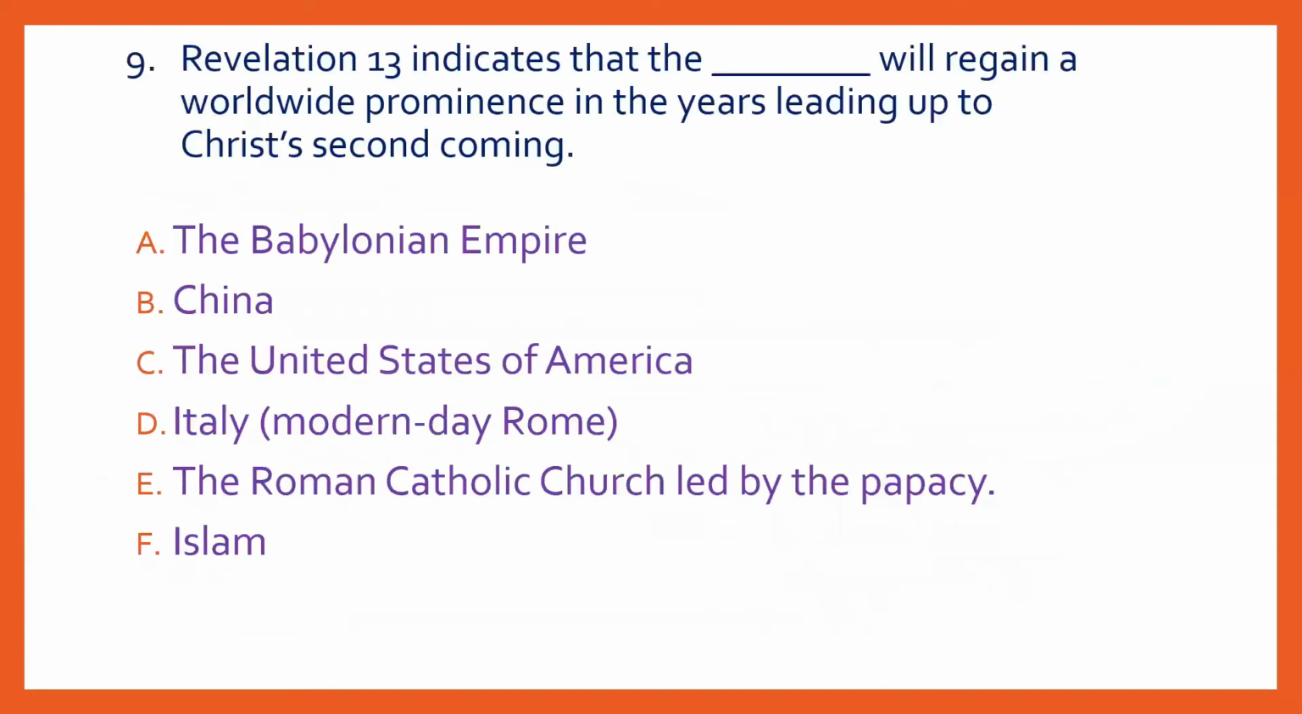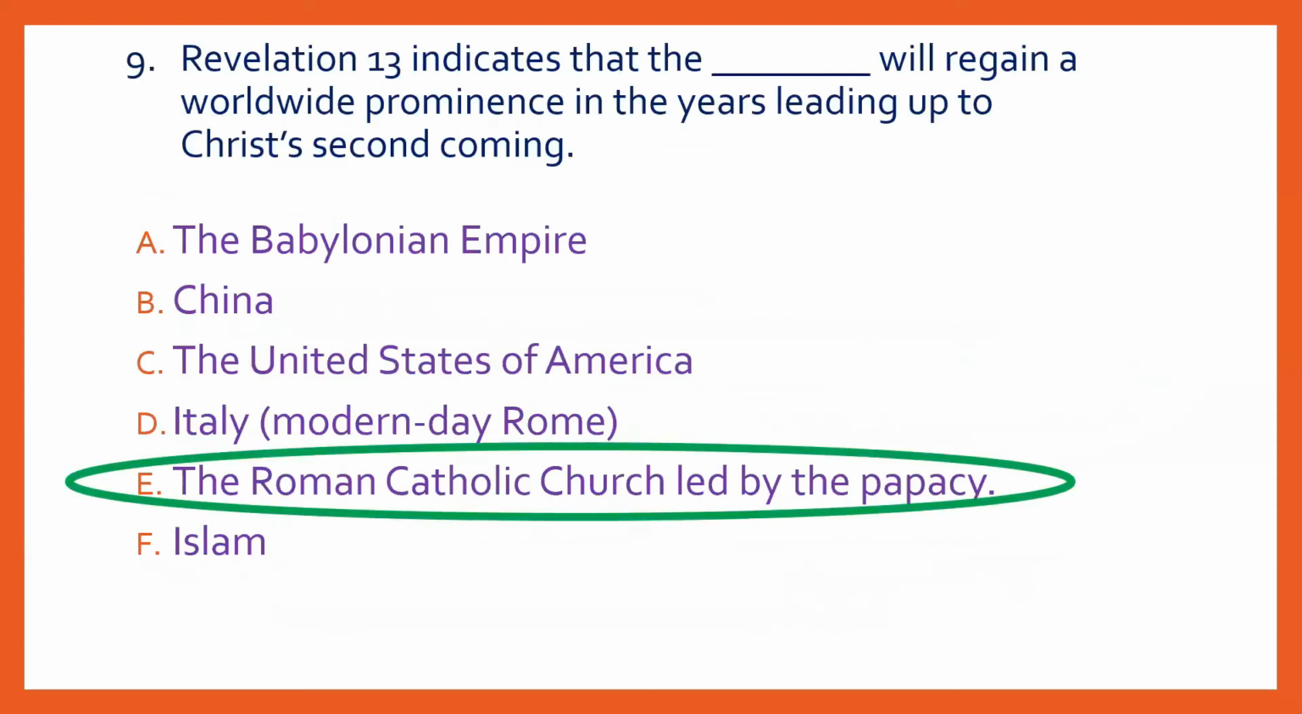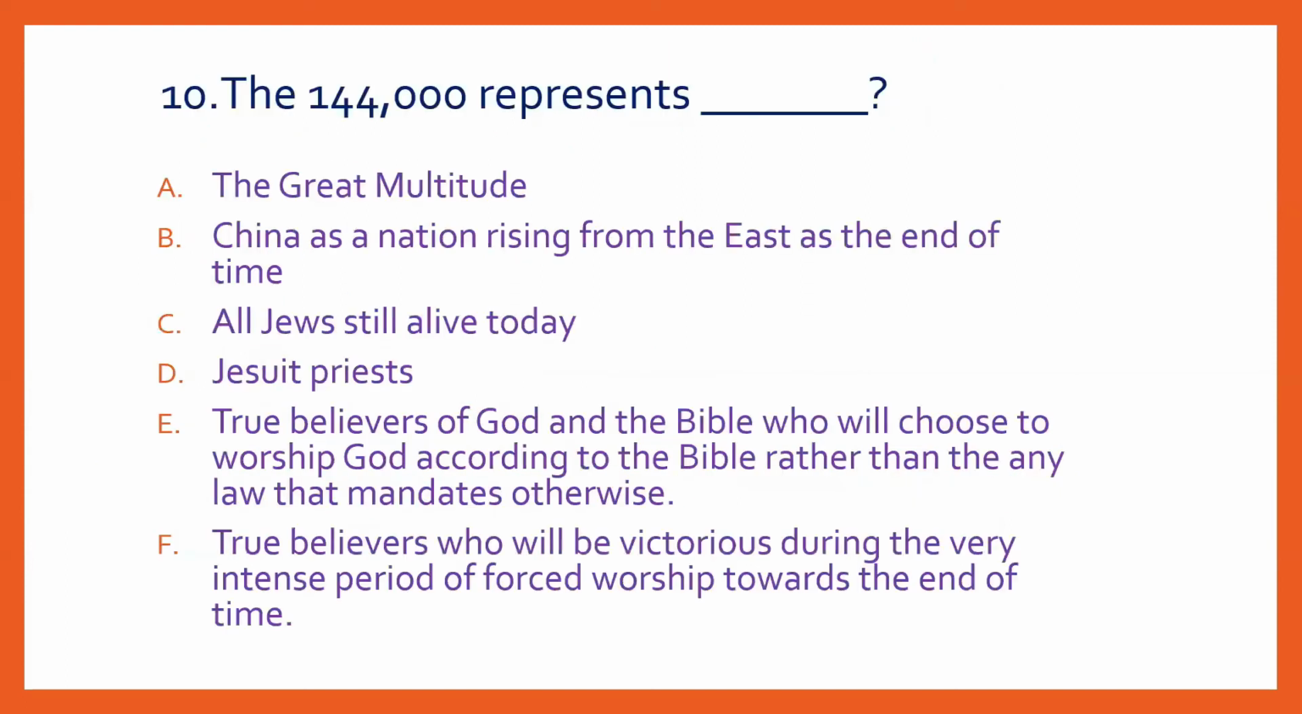Number 9, Revelation 13 indicates that the Roman Catholic Church, led by the papacy, will regain worldwide prominence in the years leading up, because it says the wound was healed. And it talked about the resurgence of the church being in a union with church and state. It says the wound of the beast was healed, meaning that the Roman church, as it came out of tribulation during the French Revolution, its wound was healed. All right, so that is the answer for that one.